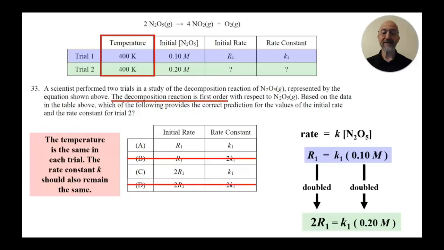Well, something has to be doubled as you go from 0.1 molar to 0.2 molar. So what happened is that the initial rate in trial 2 is twice as much as the initial rate in trial 1 because they doubled the initial concentration of N2O5, and that is a first order rate law. So the correct answer to question 33 is choice C. The initial rate in trial 2 would be doubled, but the rate constant stays the same.